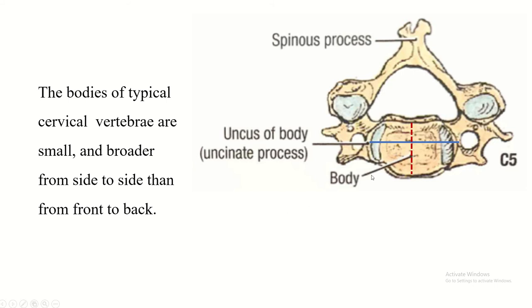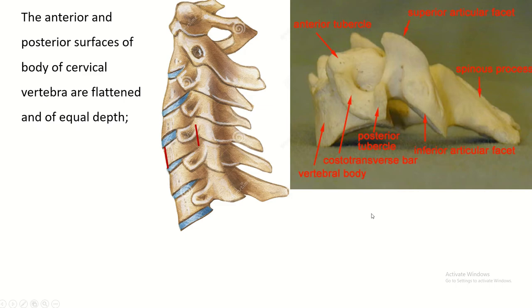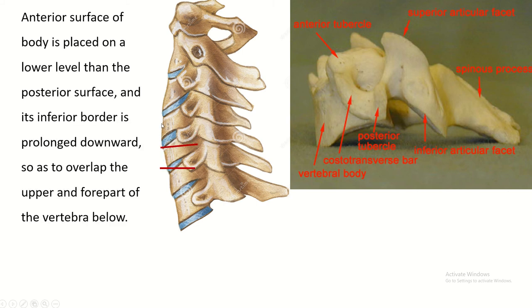The body of the typical cervical vertebra is smaller and broader side to side than anteroposteriorly. The length of the anterior surface and posterior surface of the vertebral body is the same, but the anterior surface of the body is placed at a lower level than the posterior surface. So, the inferior border is prolonged downwards and overlaps the upper and forepart of the vertebra below.